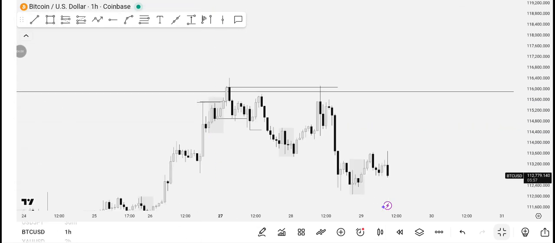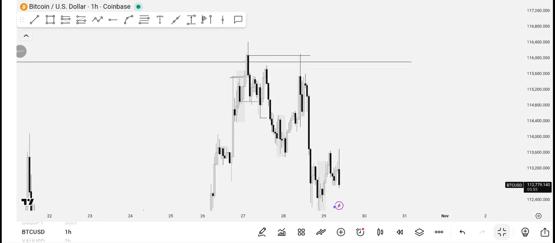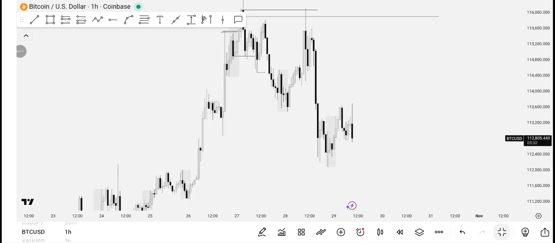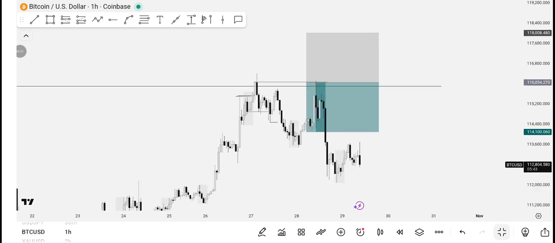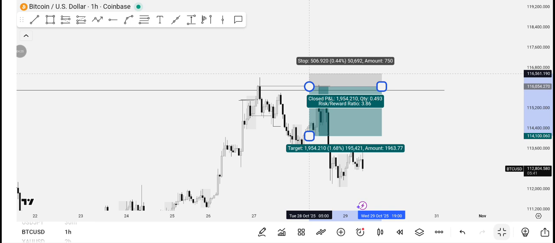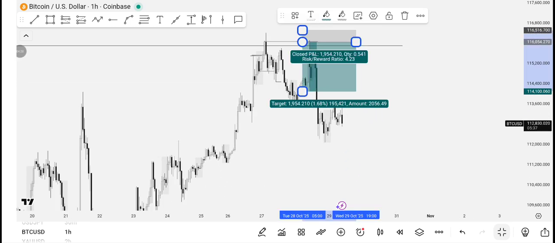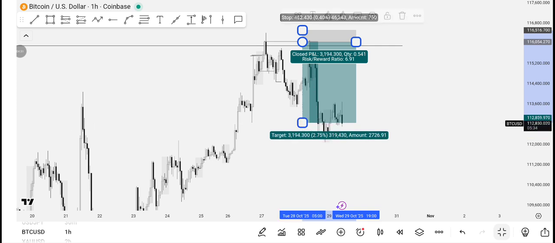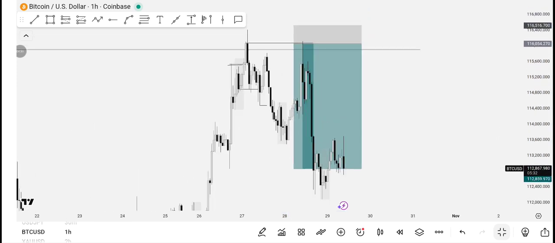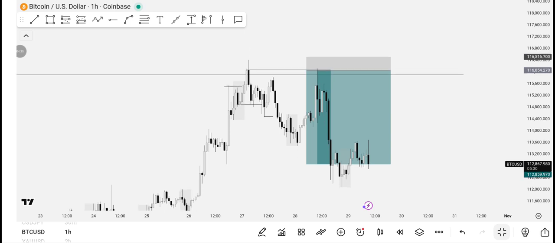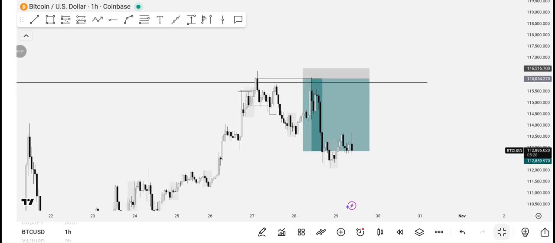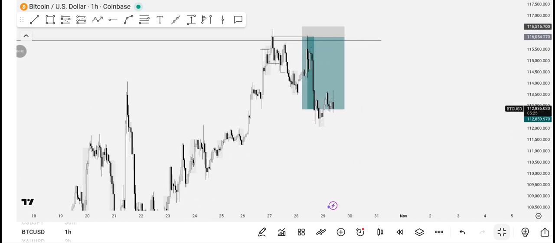So I picked my entry here at this level. I picked my entry there. Then my stop loss above that wick, then my take profit area at this low. Then I was also aware that BTC is still on an uptrend.